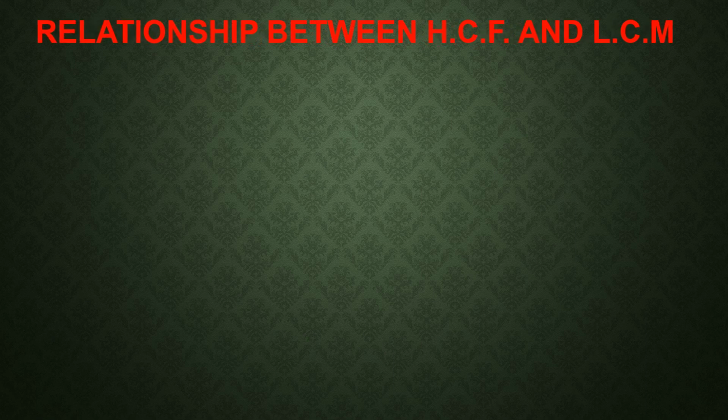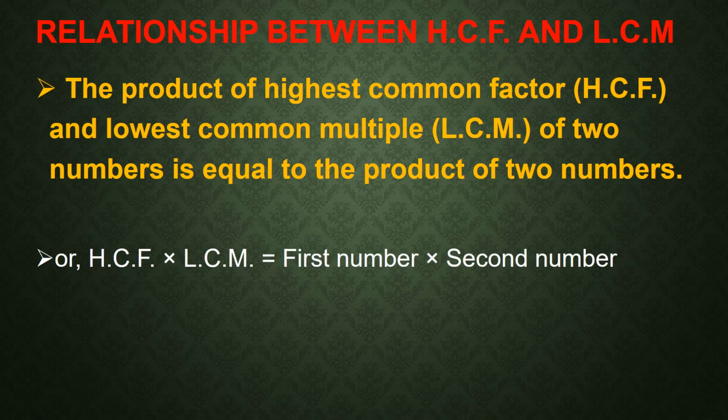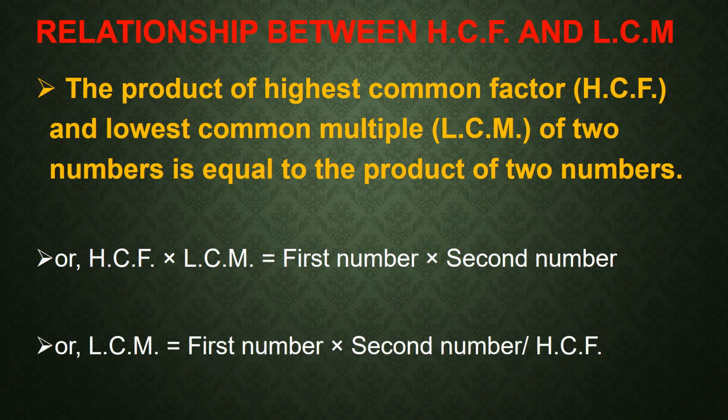So students, concept of HCF and LCM is clear. Now we will study relationship between HCF and LCM. The product of highest common factor (HCF) and lowest common multiple (LCM) of two numbers is equal to the product of the two numbers. HCF into LCM is equal to first number into second number, product of the two given numbers. Or we can say that LCM is equal to product of two numbers, first number into second number, divided by HCF. On the basis of this relationship, you can solve many word problems.